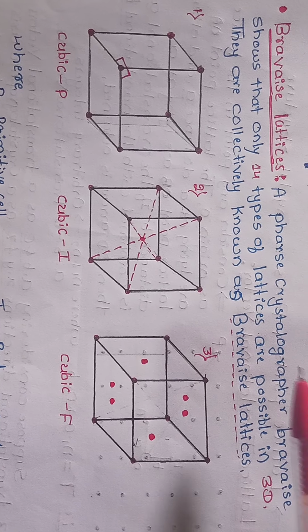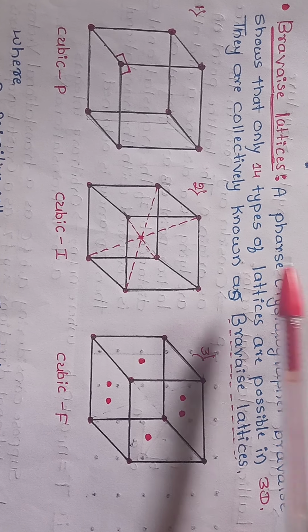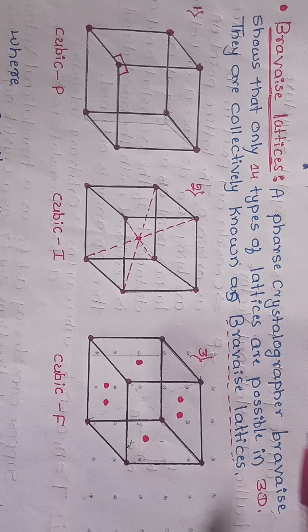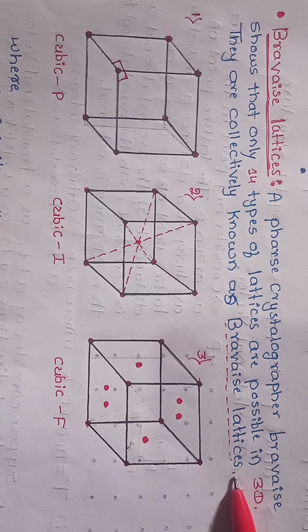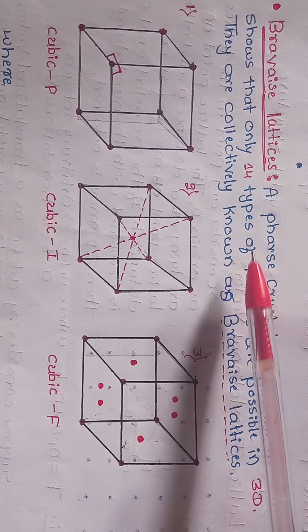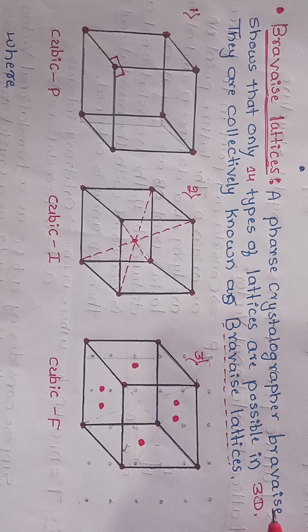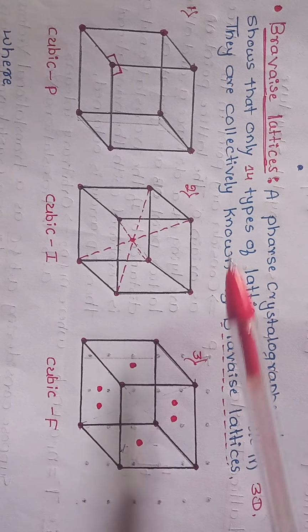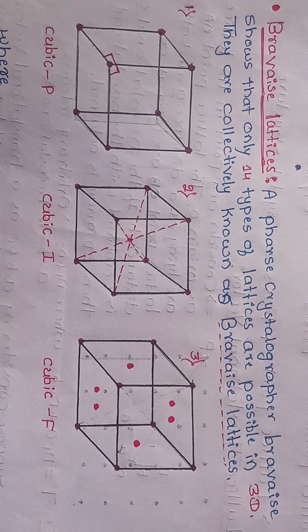By using that, you have to create the lattices, that are called the Bravais lattices. Okay, the French crystallographer Bravais showed that only 14 types of lattices are possible in three-dimensional space, that are collectively known as Bravais lattices. Okay, see here, we have to show that one by one.